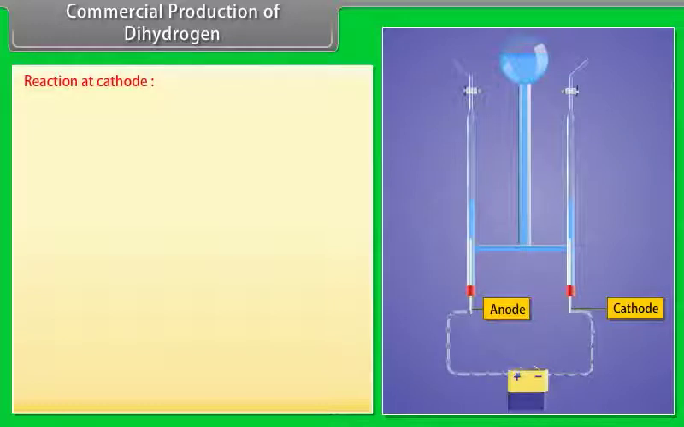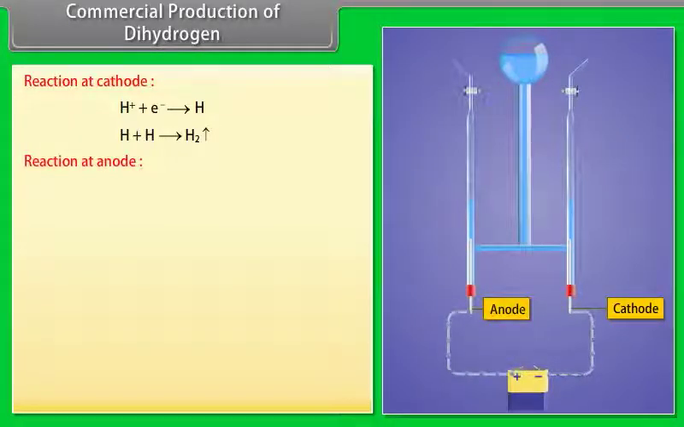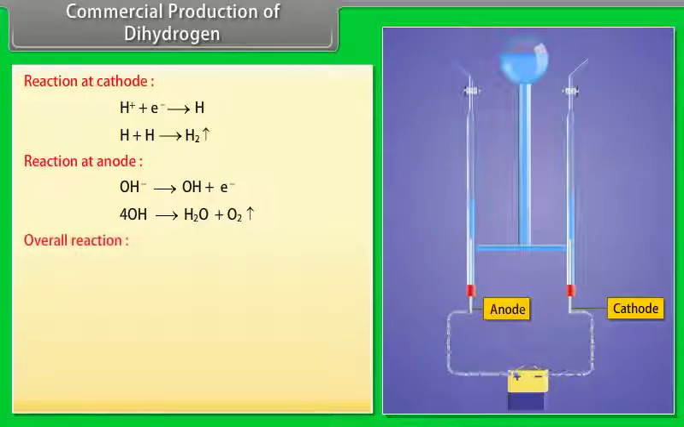Reaction at cathode. H+ plus electron gives H. H plus H gives H2. Reaction at anode. OH- gives OH plus electron. 4OH gives 2H2O plus O2. Overall reaction. 2H2O gives 2H2 plus O2.